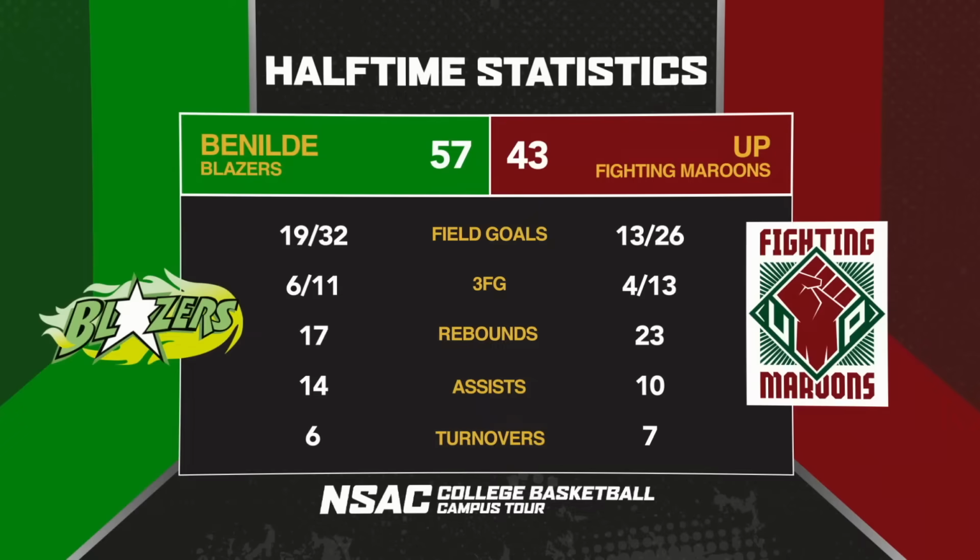That was a first half where CSB shot 59% from the field. UP only able to get 43% from the field. In the rebounding category, the Fighting Maroons out-rebounded CSB in that first half. That's the same area where they dominated in their first win against Ateneo. But the Blazers have just been doing a bit of a better job at distributing that basketball, at 14 assists compared to UP's 10.